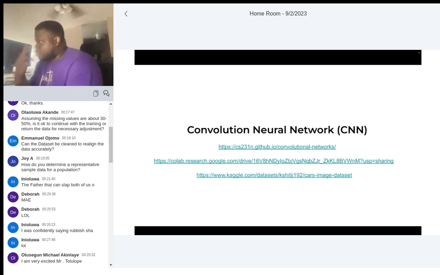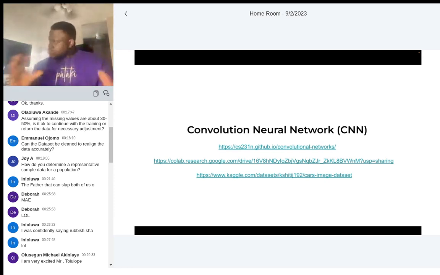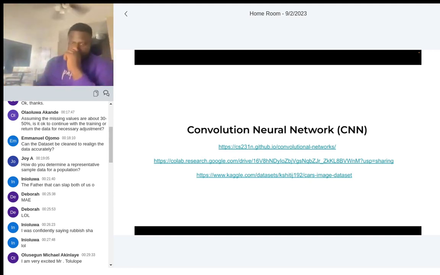Convolution neural network, aka computer vision: how computers see, pertaining to sight. I'm just trying to make something analogous, right? CNN, convolution neural networks. Now, these are the links to the data set we'll be using for this exercise. Let's see if we can do it in 45 minutes. The links to some useful resources and the links to the notebook that I have here.